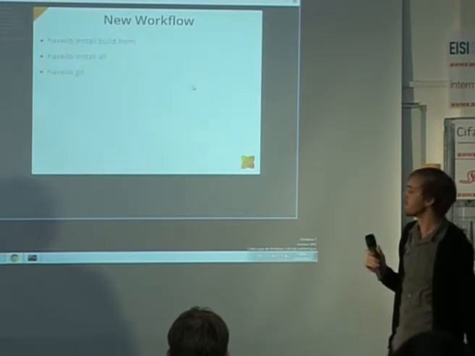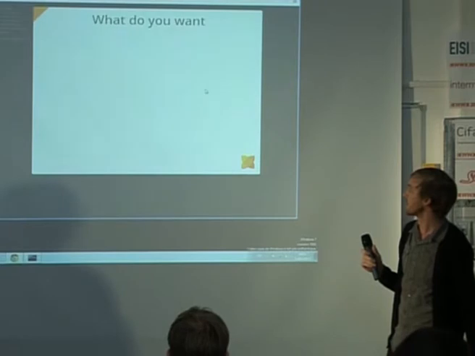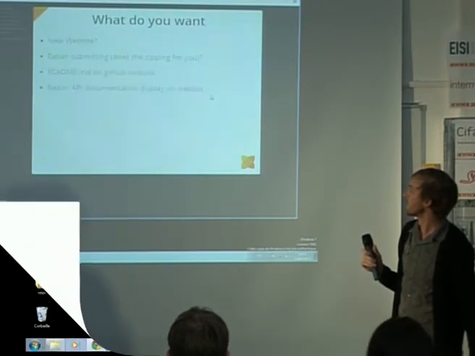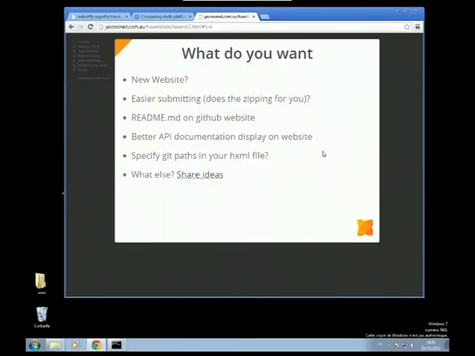It's good? One minute? All right, skip all those. What do you guys want? Because now that we can update faster, there's some ideas. New website, easier submitting so you don't have to zip stuff, it just does it all for you. Readmes like GitHub, better API documentation, Git paths. Anything else? Specify our own local repository to pick up extra stuff. Good idea. That feature survives. Yes.